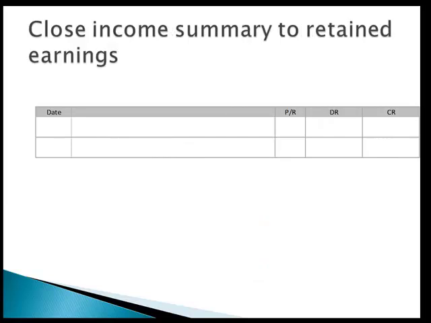Then you take the total of income summary. So you would balance the income summary account. You'd add up the debits, add up the credits, get the balance, and you'd close out the income summary to retained earnings. So if you made net income, that means you would have a balance in income summary that would be a credit balance. You'd close out income summary with a debit, and you'd credit or increase retained earnings with a credit. So you close out your income summary, increase your retained earnings.